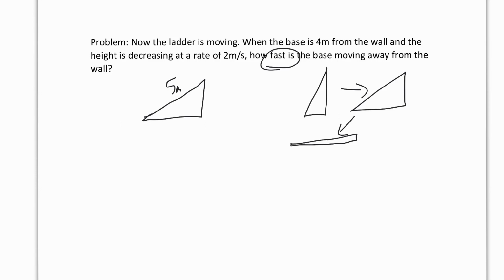And so it's not entirely fair to call the bottom 4 or 3 or any number. The bottom's moving. And so the bottom needs to have a variable, maybe x. And similarly, the top of the ladder is moving down the wall. So that's not going to be a constant number either. We need to give that a letter, maybe y. And so our equation is x squared plus y squared equals 5 squared, of course because of Pythagoras.